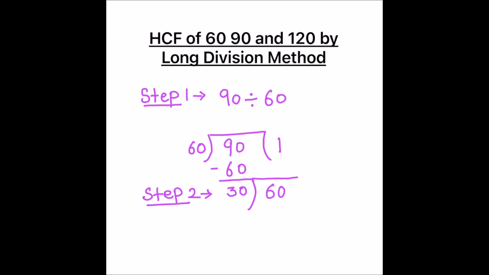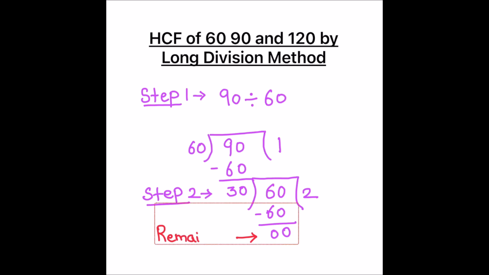Now we will divide 60 by 30. So 30 times 2 is 60. So our remainder is 0 now. So when we get the remainder as 0, that means the number or the divisor by which we get remainder as 0, that will be the HCF of the two numbers.